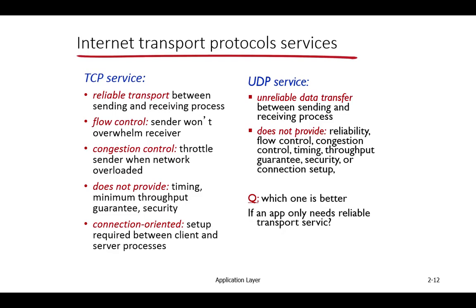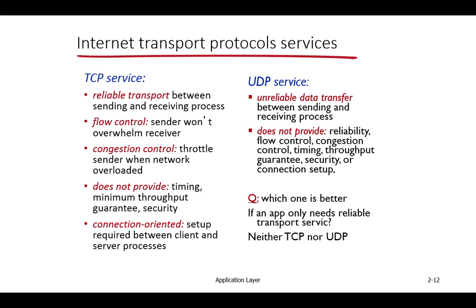Suppose we have an application, and that application only needs a reliable transport service. It only needs this transport reliability, no flow control, no congestion control, no connection orientation. What should it do? Should it use TCP or UDP? If UDP is used, then there is no reliability. If TCP is used, there is reliability, but there are other things: flow control, congestion control, and connection orientation. And this application doesn't want these things. So what should it do?